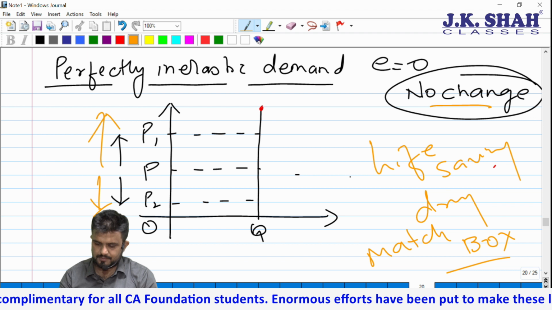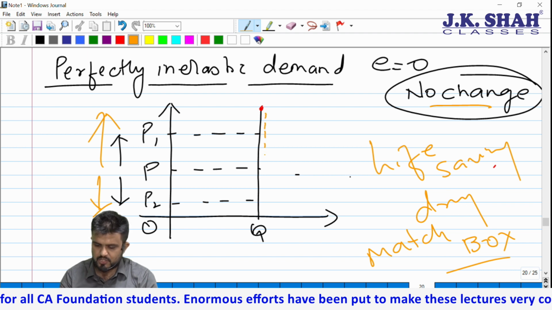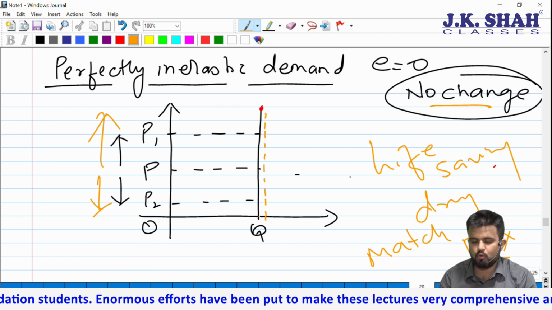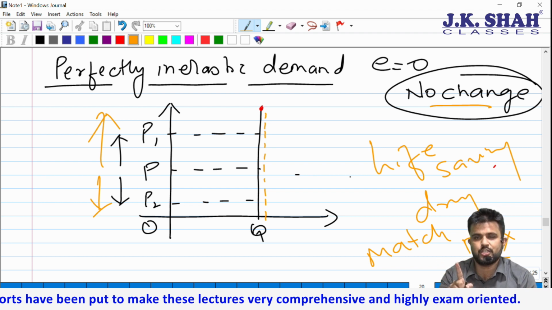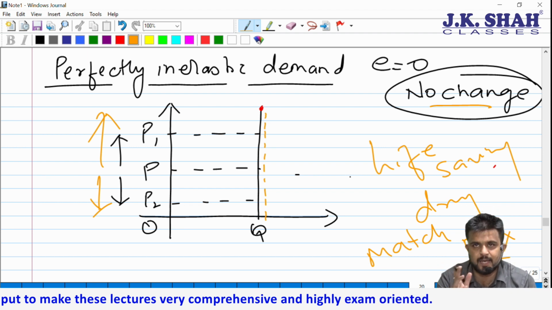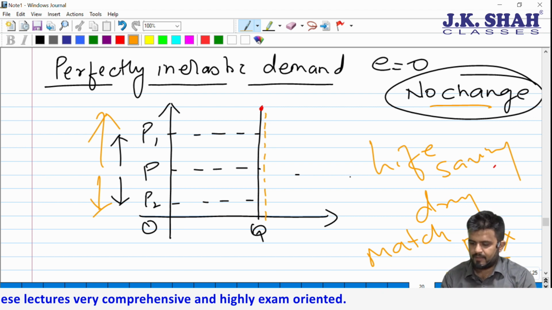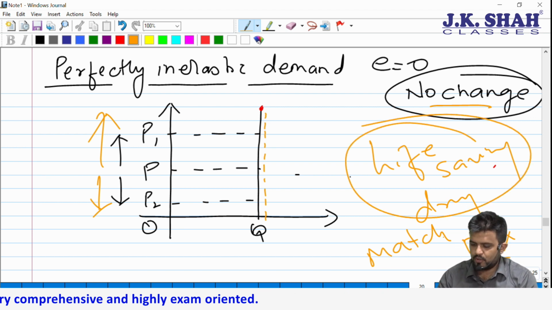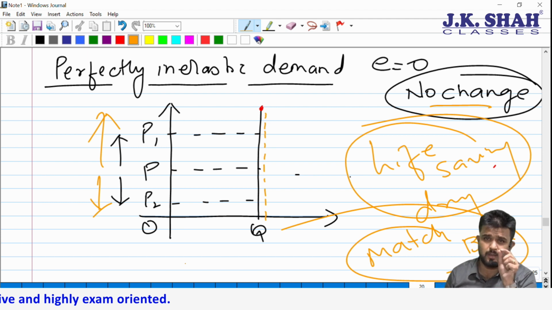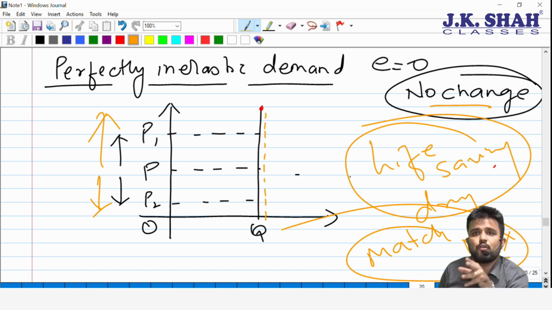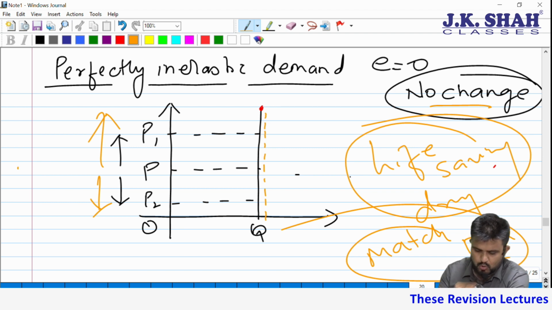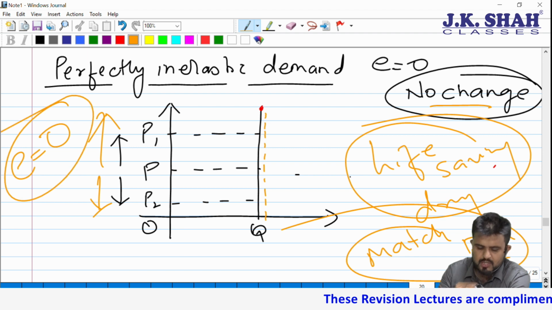So you get a vertical straight line parallel to y-axis, which indicates no change. Demand will remain same, unchanged. So life-saving drug, very important medicine. Matchbox, because already the price of the matchbox is very less. So it occupies a very small part of your budget. So E will be equal to 0.